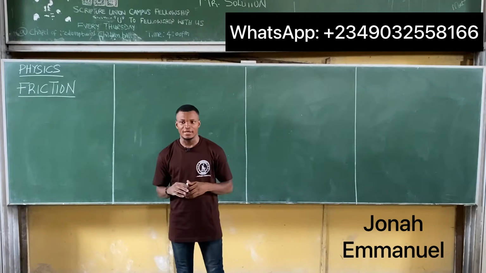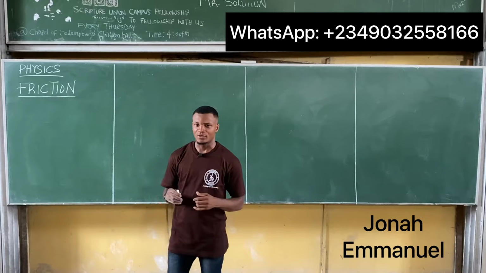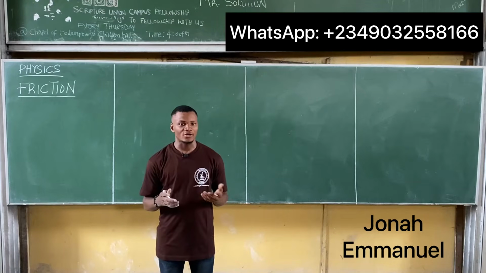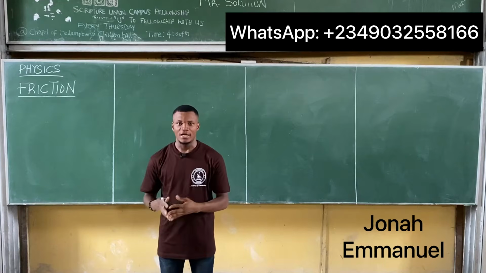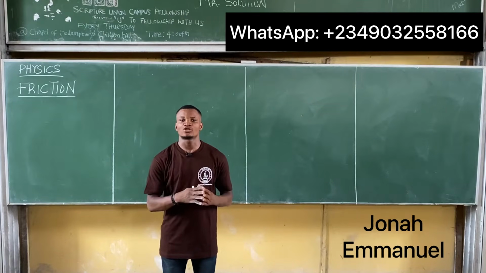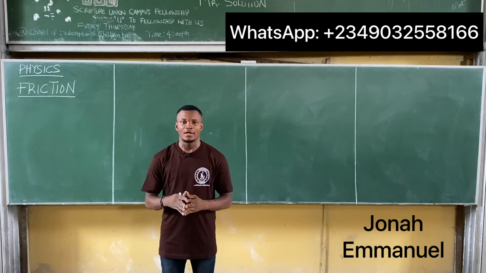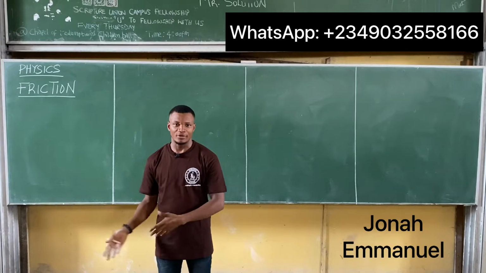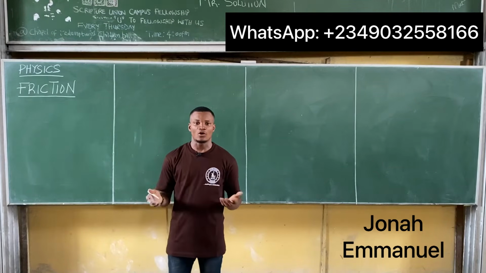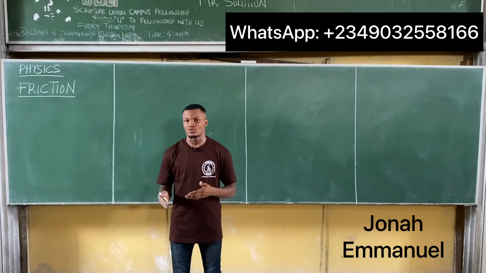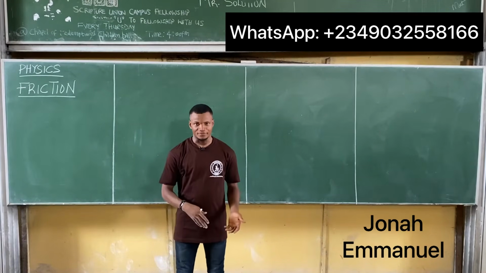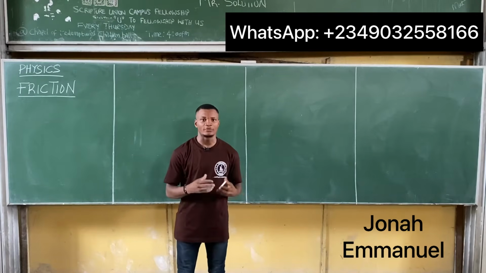Now, from the definition there is something you should pick out. Number one is that friction is a force that opposes motion. And number two, it opposes the motion of one body in contact with another body. That means for friction to occur, a body must be moving relatively to another body. So that's your definition for friction.